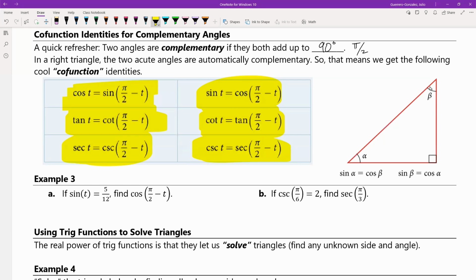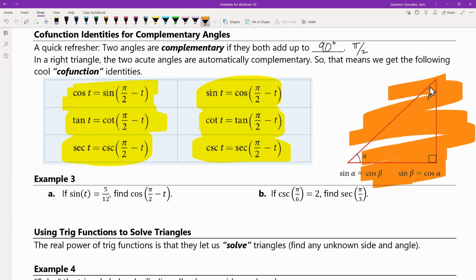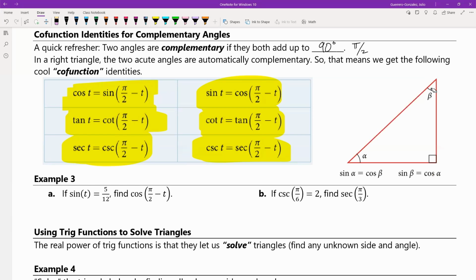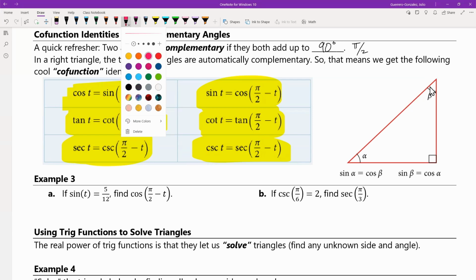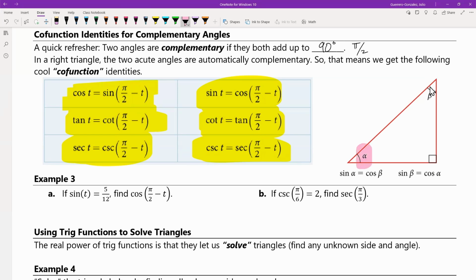To show you how this works, it's really back to our triangle. Let me walk through it really quick so you can see what I'm talking about. I'm going to have two separate colors in this case, and I'm setting them up right now. For my angle alpha, this is my opposite, and this is my adjacent, and this is going to be my hypotenuse.